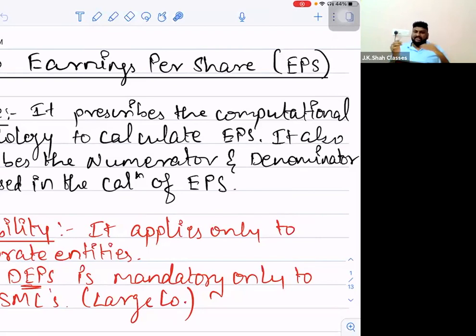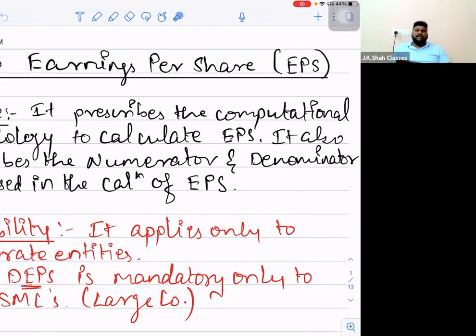So technically, when I say that it is a ratio, what does it mean? Numerator upon denominator. So in this accounting standard, we will learn that AS20 prescribes the numerator and the denominator to be used in the calculation of EPS. And I'll tell you one thing, calculating the numerator is very simple. But the biggest problem is calculating the denominator. For the denominator only, our maximum time will be invested. Numerator will be completed in 10 or 15 minutes. Denominator will take 1 hour.